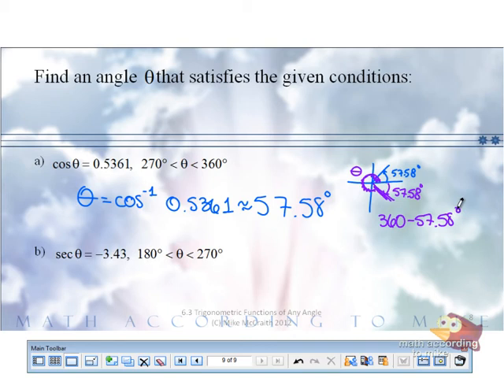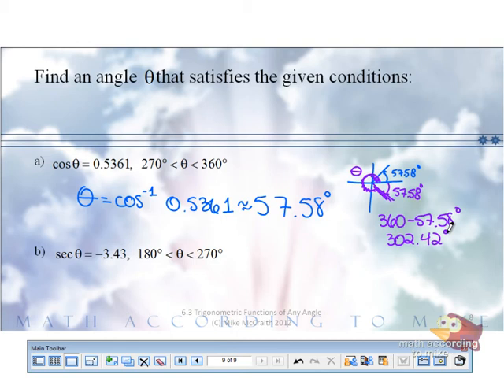So 360 minus 57.58, I got 302.42. And if you want, you can check. If you did the cosine of 302.42 degrees, you should get approximately 0.5361. Since we rounded that original decimal, it may not be exactly that. It could be like 0.5362 or 0.5360. But being 10,000th off isn't too bad. Good?